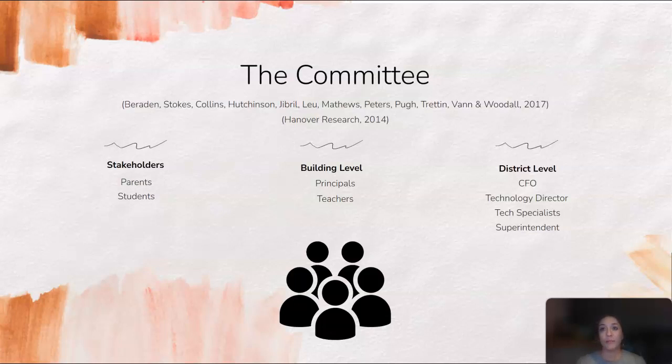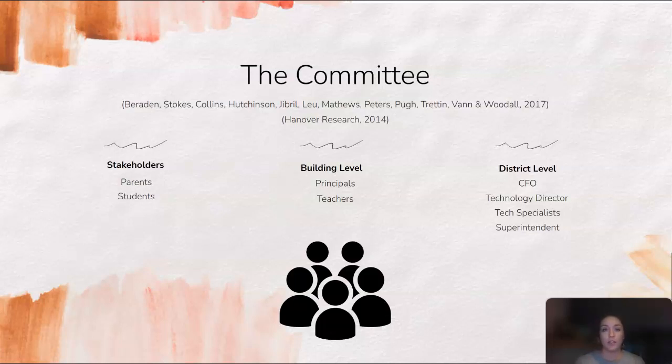As for the other members mentioned here on the slide, we need our CFO to ensure we're being fiscally responsible, our tech leaders that have a knowledge base that no one else does on the team, and the superintendent, who will continuously ensure that the mission and vision of the district is being reflected in the committee's conversations and decisions.